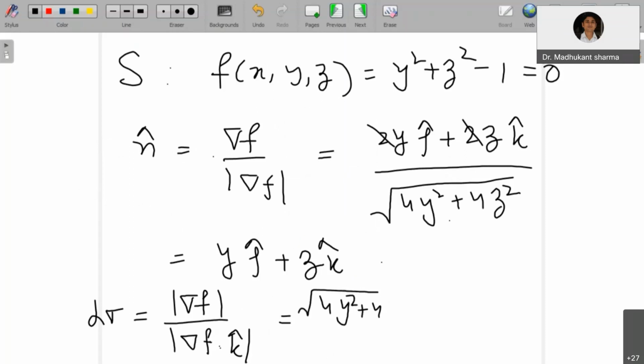∇f is 2yj plus 2zk. So 2zk cap dot k cap is 2z. So you will have this 4 cancelled with this 2. And the square root of y² plus z² is nothing but 1. So this is going to be 1 by z, dA is missing.